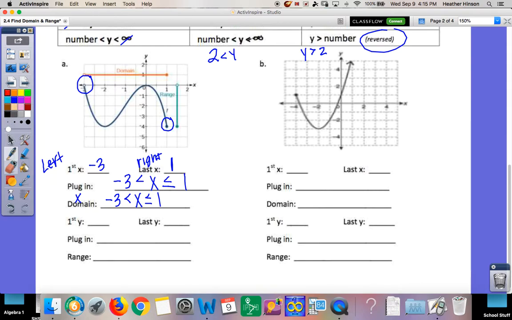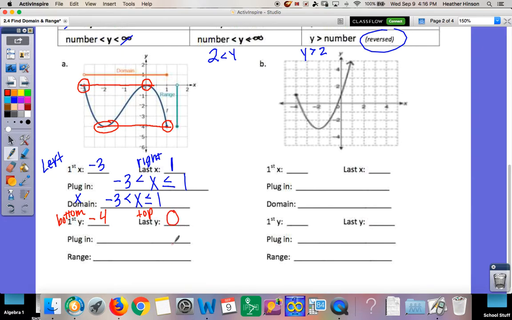Okay, for y, we're going to look from bottom to top. Always start on the negative side, go to the top. At the bottom, we have these 2 points. We have a point over here on the right, and we have this curve over here on the left. It doesn't matter which one you choose. They are both hitting at -4. So that's the bottom piece. At the top, same thing. We have a point on the left, we have a curve on the right. But it doesn't matter because they're both hitting at 0.